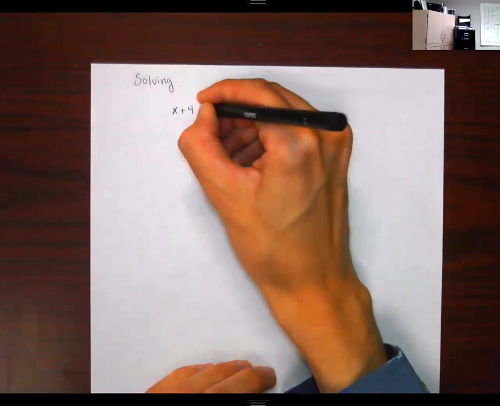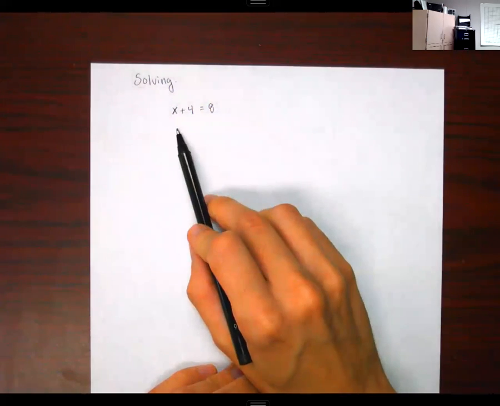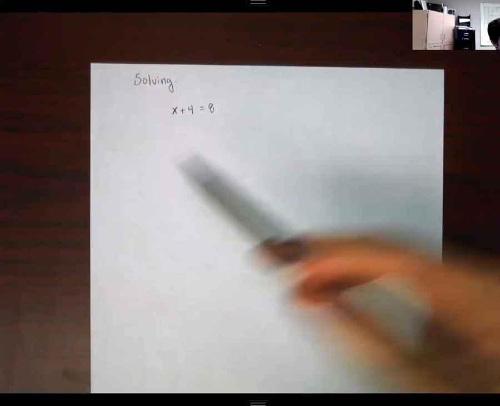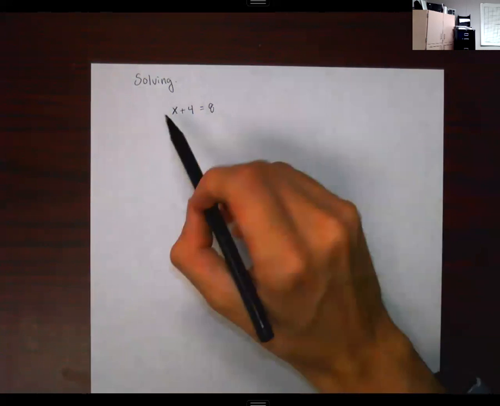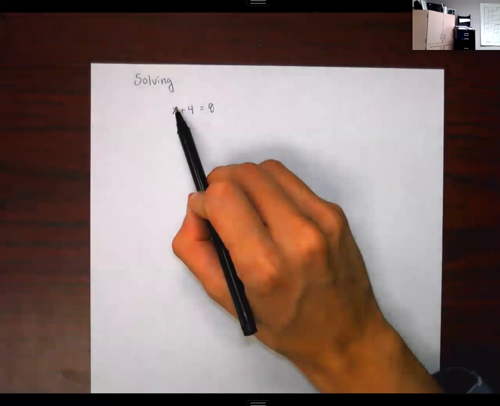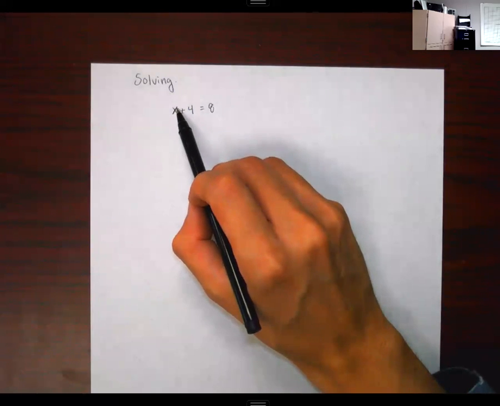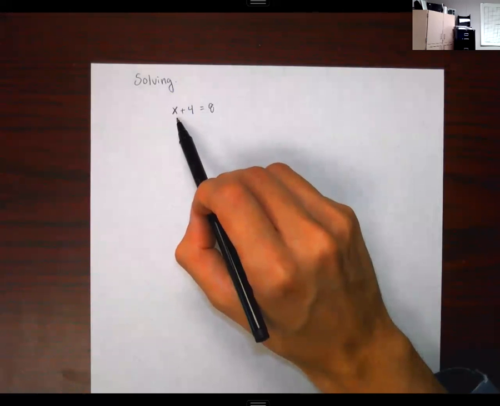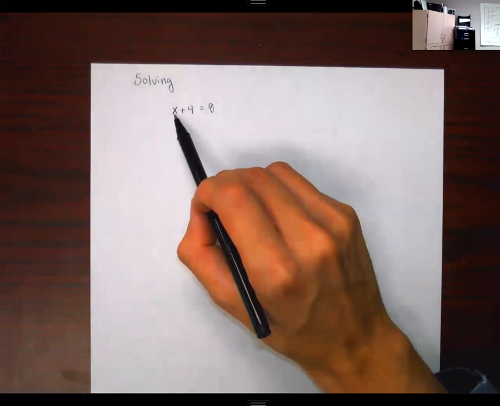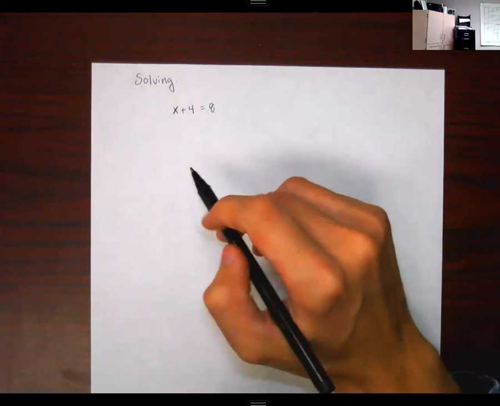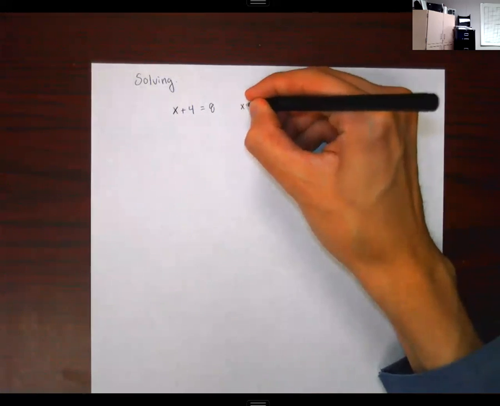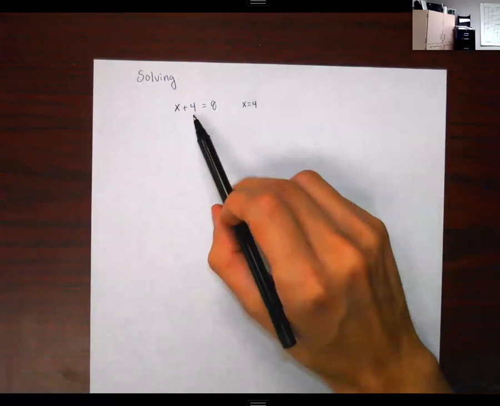this, x plus 4 equals 8. What this is saying is a number plus 4 is equal to 8. And then when you're solving it, what you're actually doing is figuring out what that number could have been. We can figure this out just by thinking about our addition facts. If you know that 4 plus 4 is 8, then you know that x can be 4. So that is a very fast way to solve this problem.